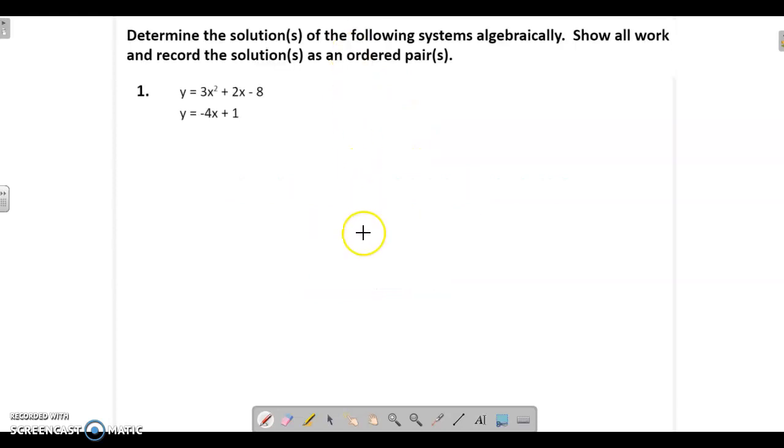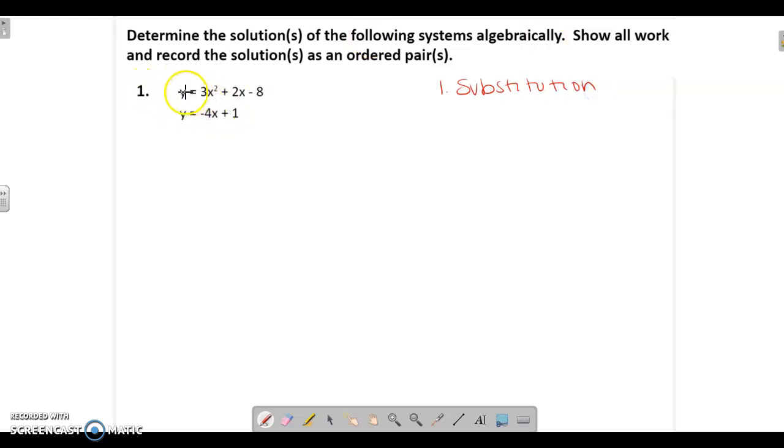What I need you to do is on a piece of paper, you should be taking notes along with me. I want you to determine the solution or solutions, because remember there could be two, there might be one, there might even be zero, and we're going to do it algebraically. So the first step is you need to actually substitute. Okay, so we're going to use substitution.